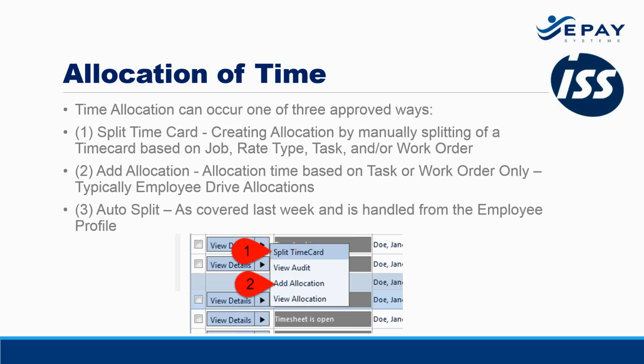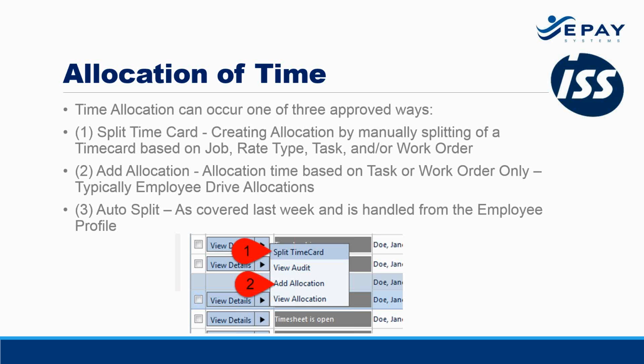So if you go in there to do the add allocation functionality, you cannot allocate by job, and you cannot allocate by the rate type. You can only do it by task or work order only. I'm going to show you screenshots here momentarily on that method. The last one is the auto split, and I spoke about it during last week's webinar, and you can handle that one from the employee profile to set that one up.